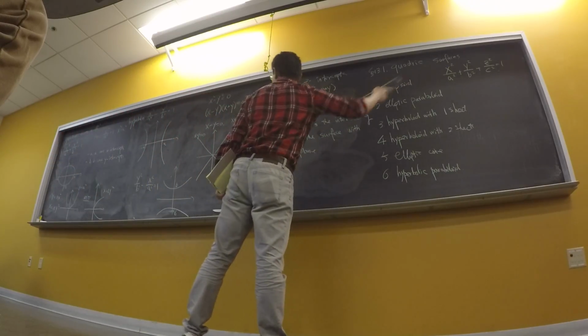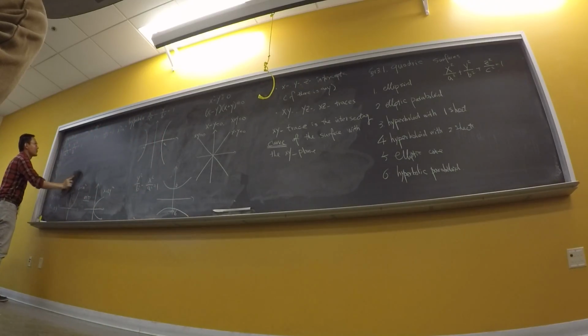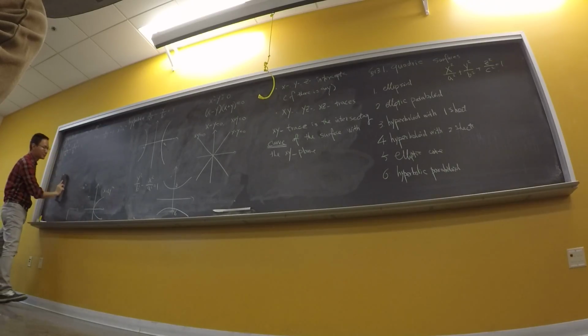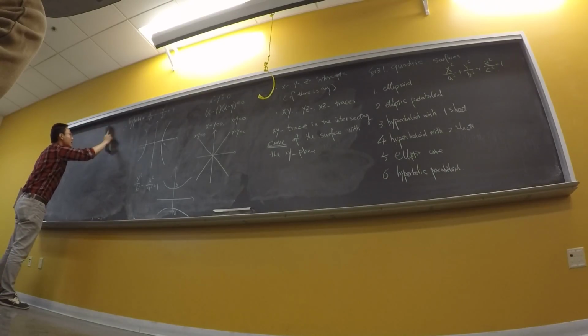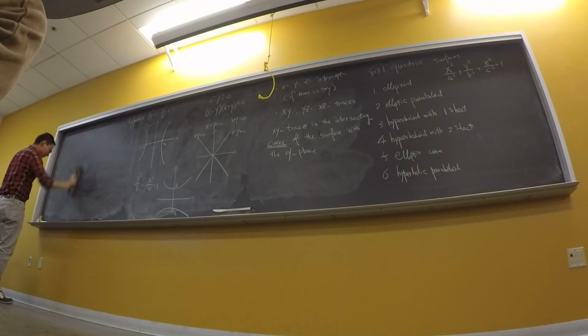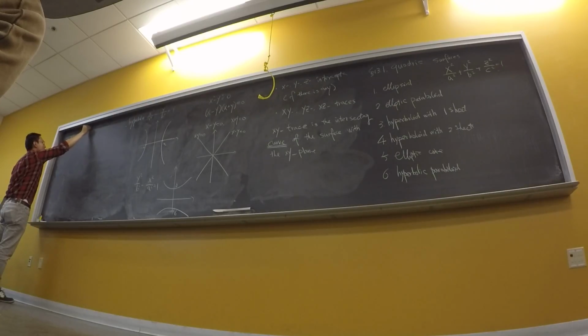Let's begin from the easiest case, the ellipsoid. It is called ellipsoid because if you compare the equation with the ellipse, they are pretty similar, right? So the principle is still the same. So x squared divided by a squared plus y squared divided by b squared plus z squared divided by c squared is equal to 1.